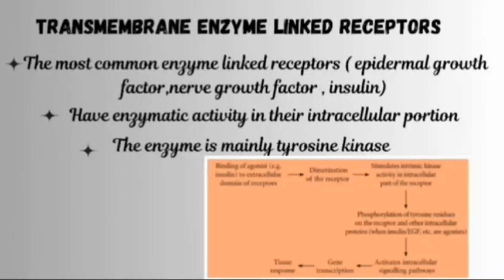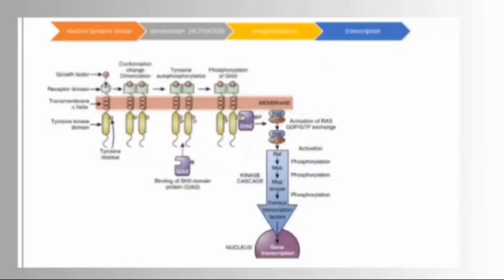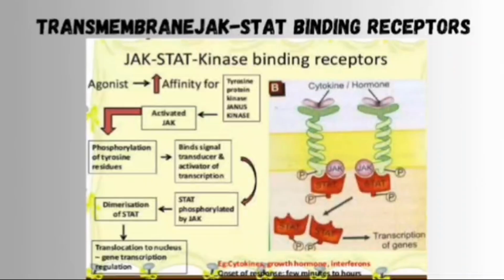Transmembrane enzyme linked receptors. The most common enzyme linked receptors are epidermal growth factor, nerve growth factor and insulin. They have enzymatic activity in their intracellular portion. The enzyme is mainly tyrosine kinase. Transmembrane JAK-STAT binding receptors.